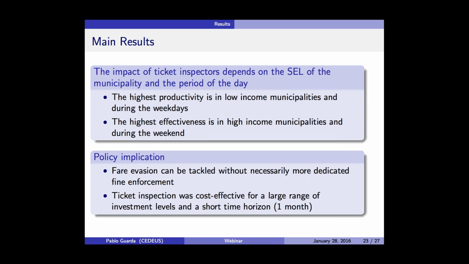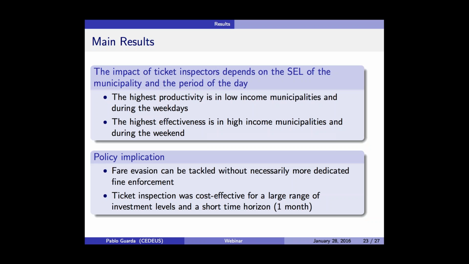The impact of the ticket inspector depends on the type of municipality and the period of the day. The highest productivity is in low-income municipalities and during the weekdays, but the highest effectiveness is in high-income municipalities and during the weekend.